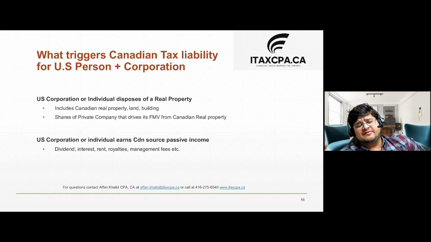And then finally, we have withholding tax consequences on US corporations and individuals earning dividend income from Canadian sources, interest, rent, royalty, management fees, and so on. The domestic rate is 25%, which is then reduced under the tax treaty. On dividends, the rate is reduced to either 5% or 15%, depending on the percentage of ownership and so on. Interest is generally zero rated. I think I have another slide where I will talk more about that, so let's just hold on to this.